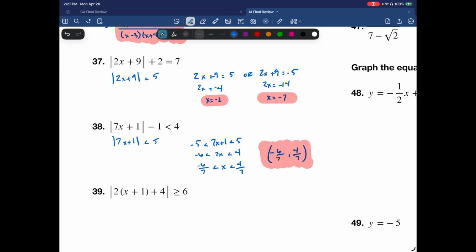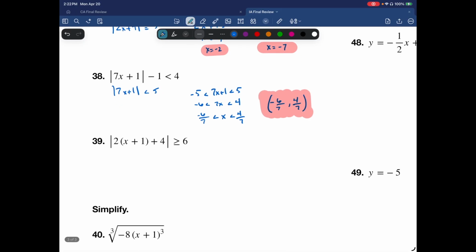All right, on 39, you clean up the inside first. It's going to be |2x + 2 + 4| greater than or equal to 6. That's going to be |2x + 6| greater than or equal to 6. All right, because the absolute value is by itself and I got greater than, that means I'm going to shade in opposite directions. So I've got to set it up a little differently. That's going to be 2x + 6 is greater than or equal to 6, or 2x + 6 less than, I changed the inequality and I changed the sign, so it's going to be less than or equal to -6. All right, and then solve each of these.